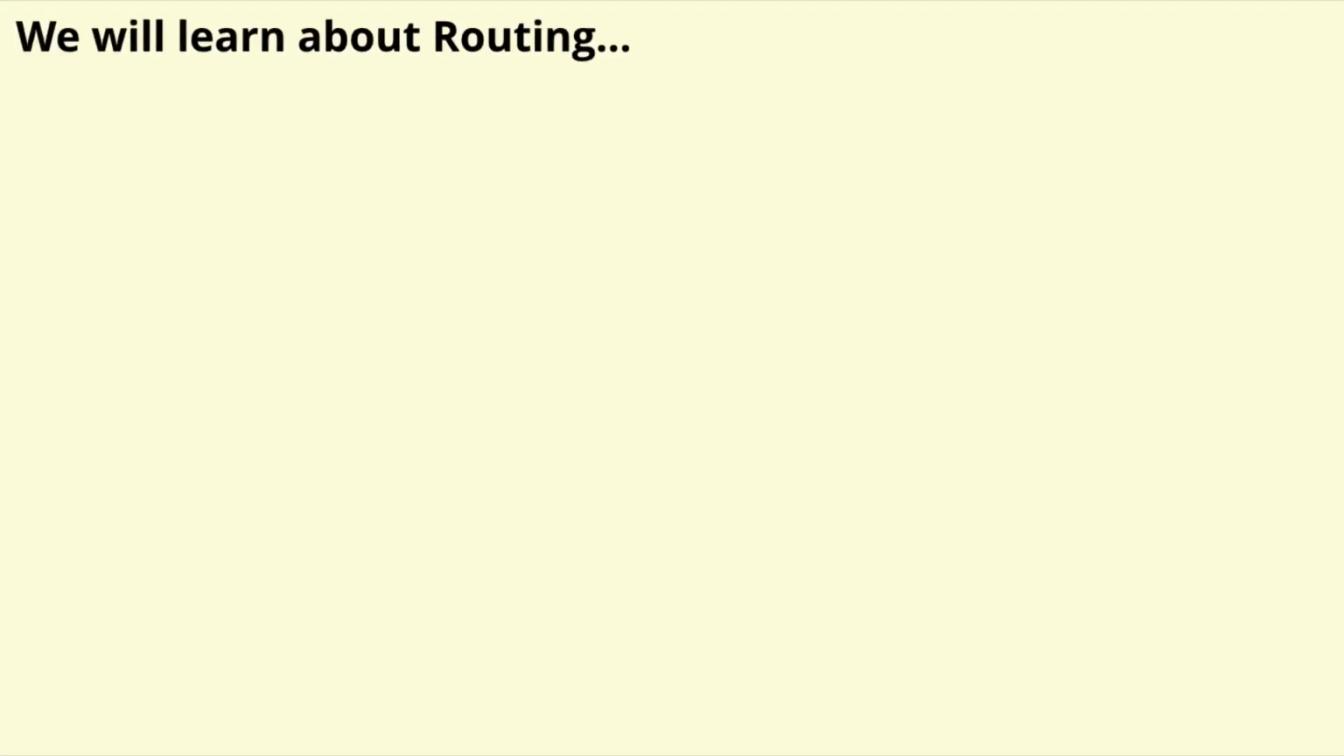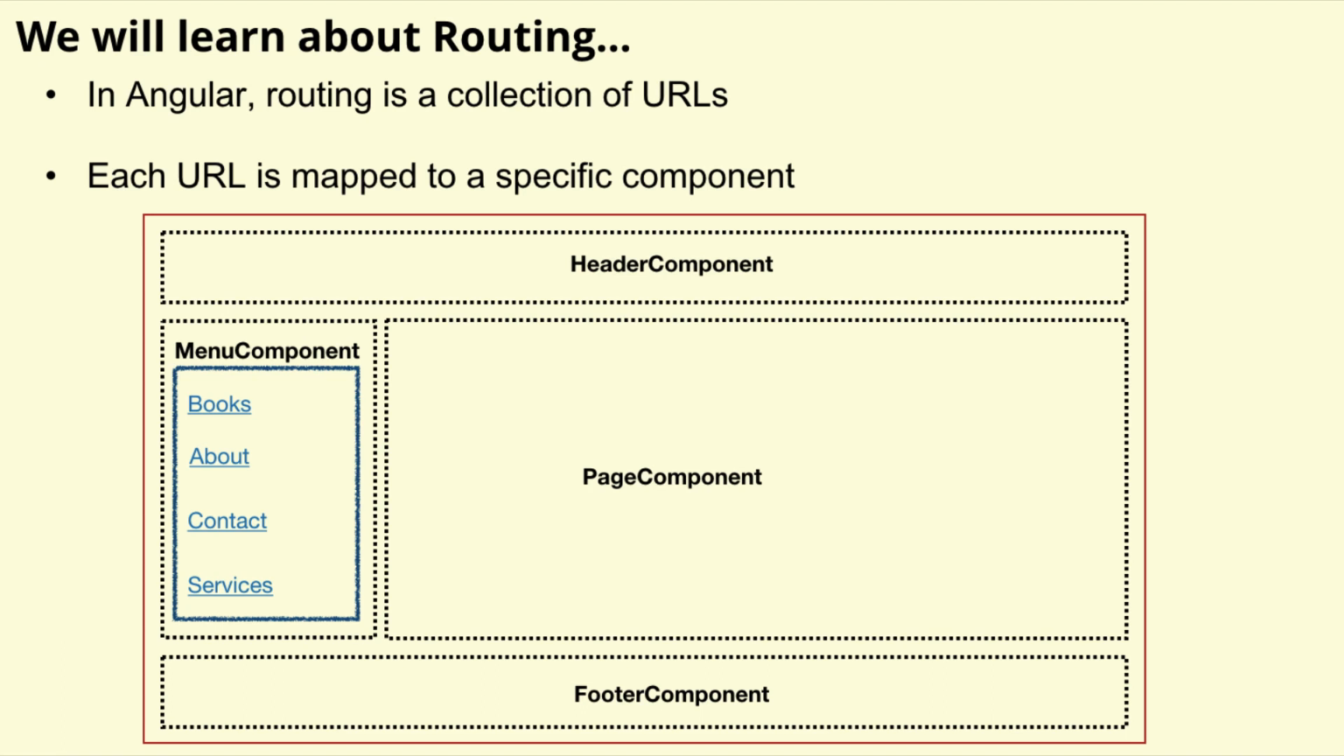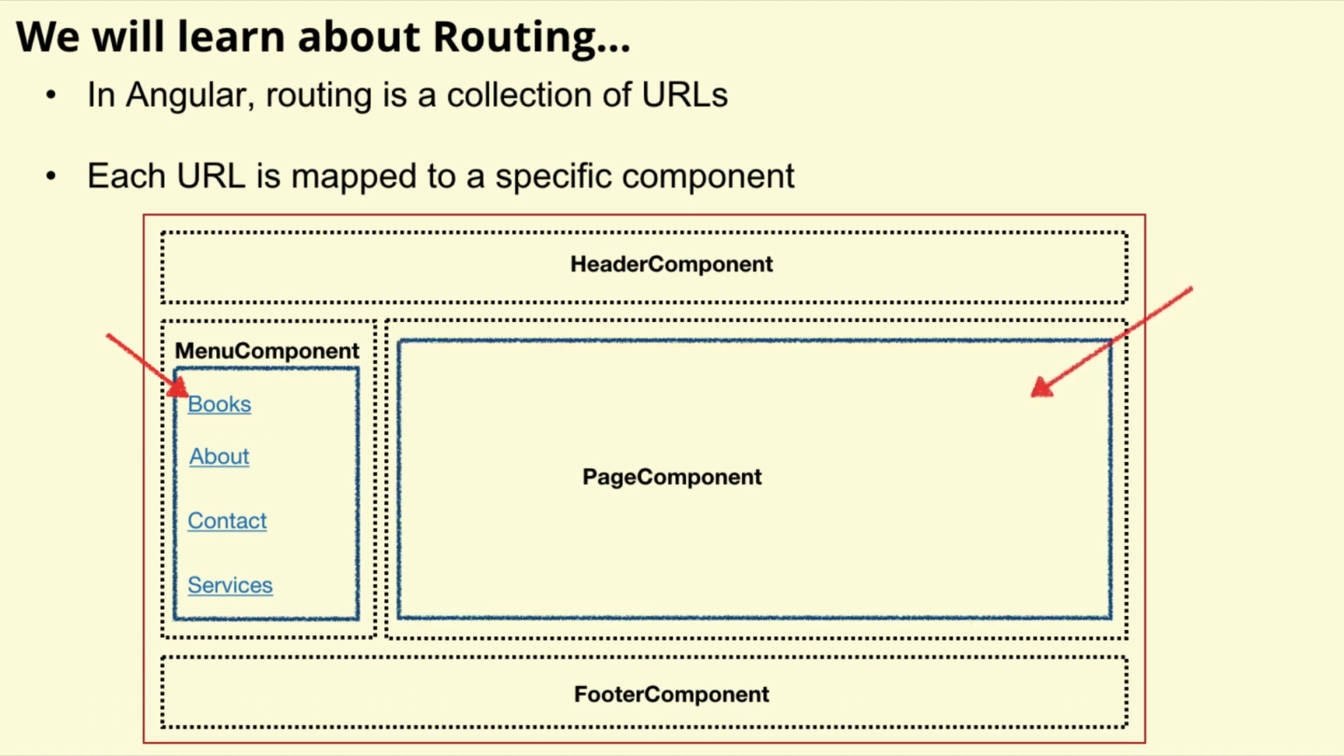In this video, we're going to talk about routing. In Angular, routing is a collection of URLs and each URL is mapped to a specific component. For example, in our application, we have links to books, about, contact, and services. If the user navigates to any one of the URLs, a specific component will be executed and a view template will be rendered to the browser.